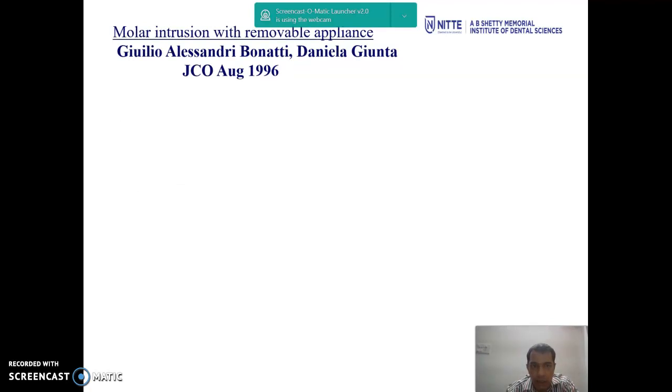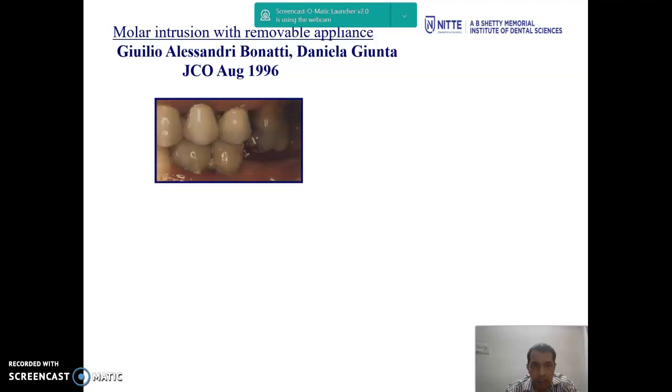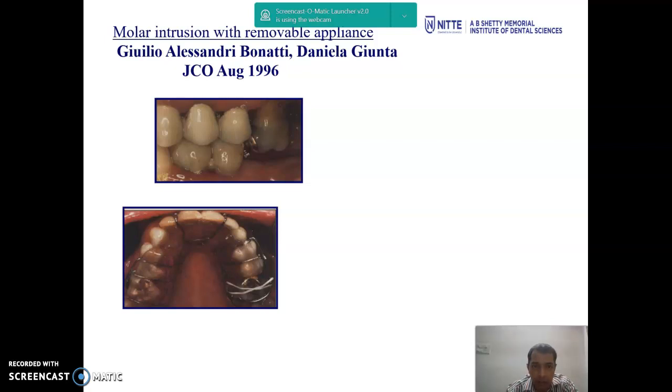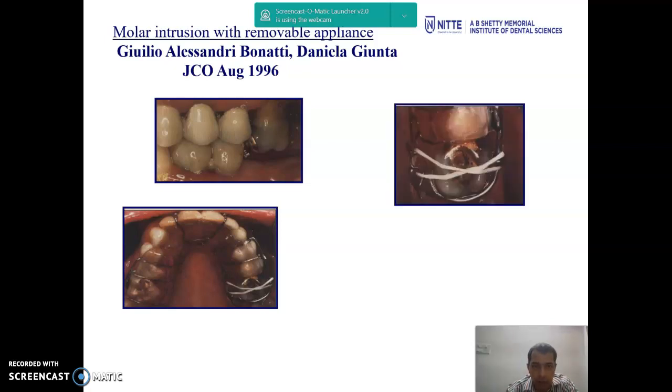The uses of elastics would be for movement of single teeth and groups of teeth, for intermaxillary traction. Now this is an article which was in 1996, molar intrusion which was being done with a removable appliance. Just make a note of the article. We see the pictures, the way the elastics have been used for the molar intrusion with a removable appliance using elastics.